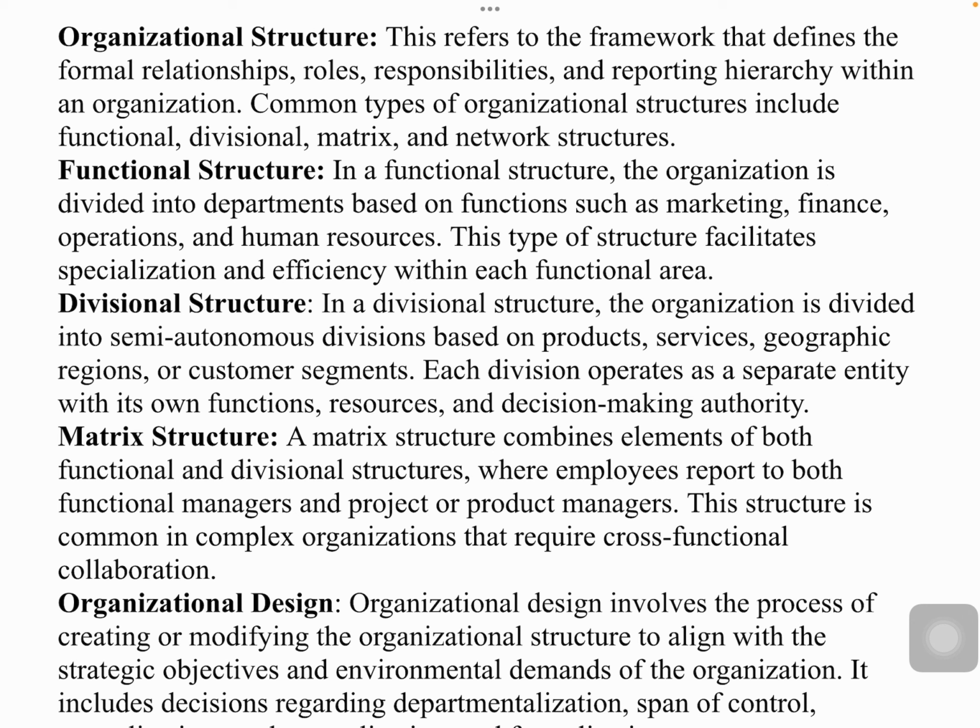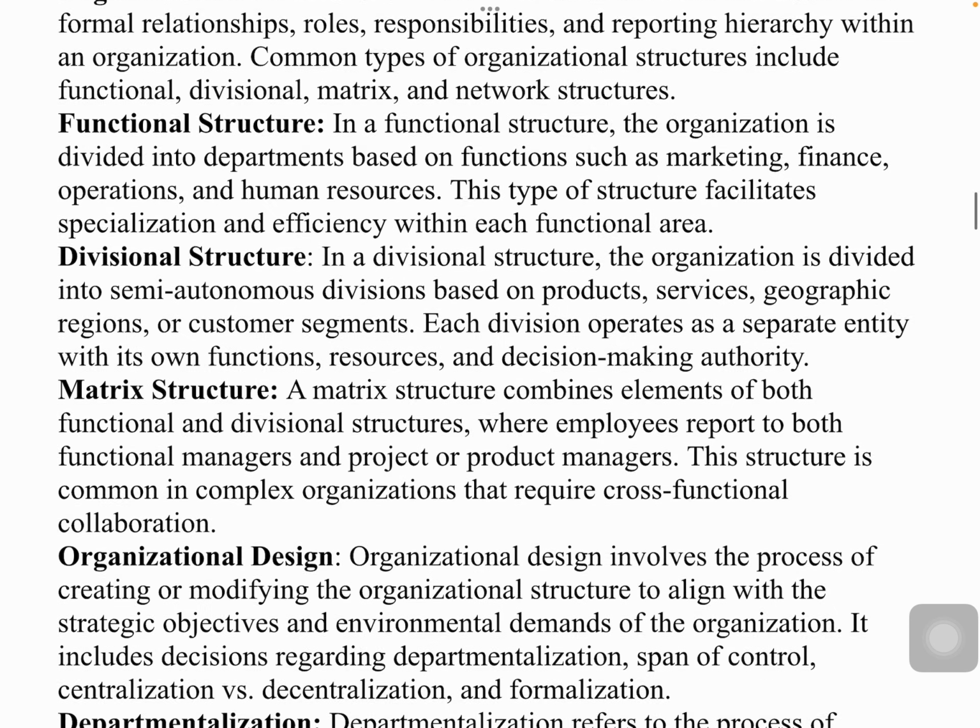So each division operates as a separate entity with its own functions, resources, and decision-making authority. Okay, so division structure divides the organization into semi-autonomous divisions based on products, services, regions, or customer segments. So for example, a company would separate divisions for North America, Europe and Asia. So next is matrix structure.